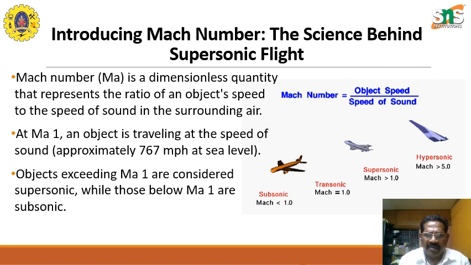At MA 1, an object is traveling at the speed of sound, approximately 767 miles per hour at sea level. Objects exceeding MA 1 are considered supersonic, while those below MA 1 are called subsonic. So, Mach number is a measure that defines the speed with respect to the speed of sound.